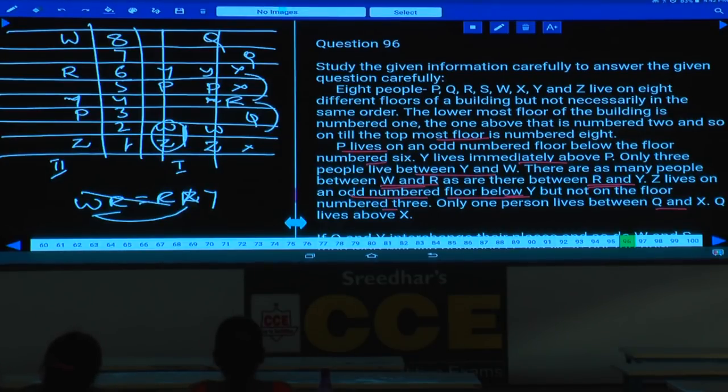And Q lives above X. As Q lives above X, with 1 person between Q and X, Q is here, X is here. And who is the person left over here? S is the person left over. Done? Now this is about question numbers 96 to 100.